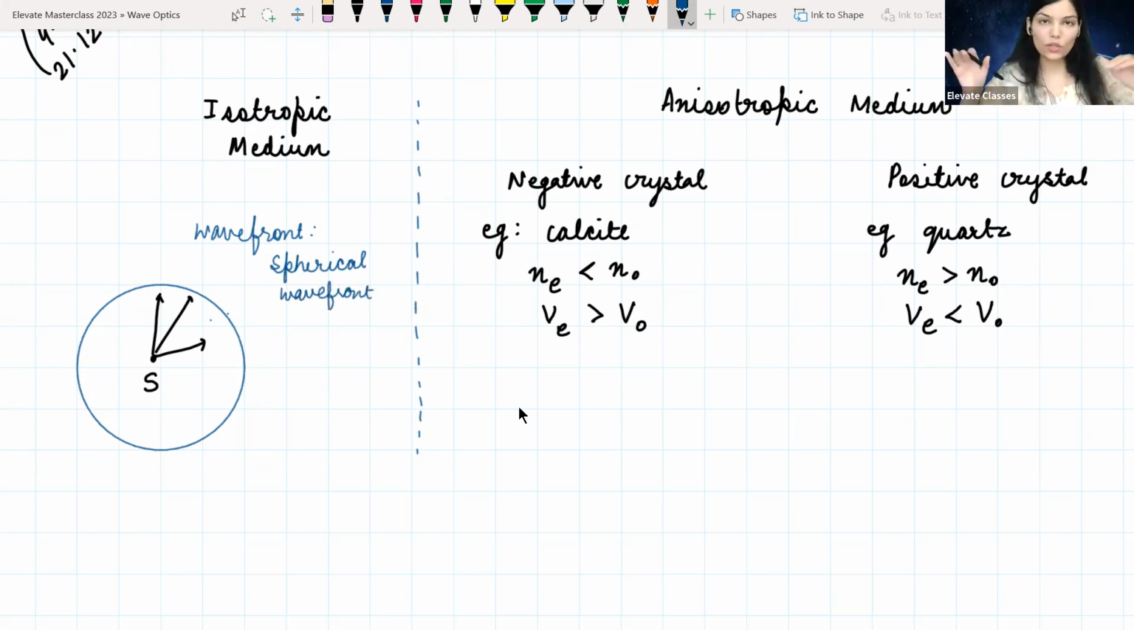Because the light is going to experience the same refractive index in all directions, so it is going to move with the same velocity, and therefore all of these rays would move forward in time by the same amount, and therefore the shape of the sphere would be maintained. Okay, so this is one thing.